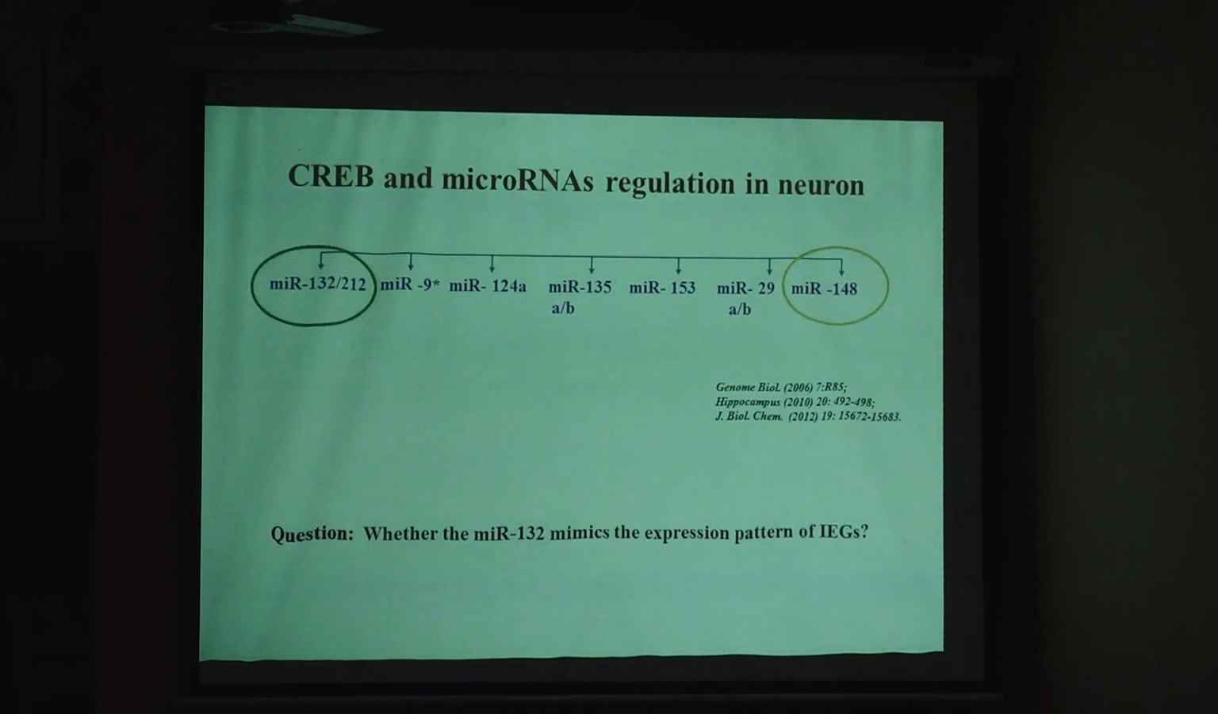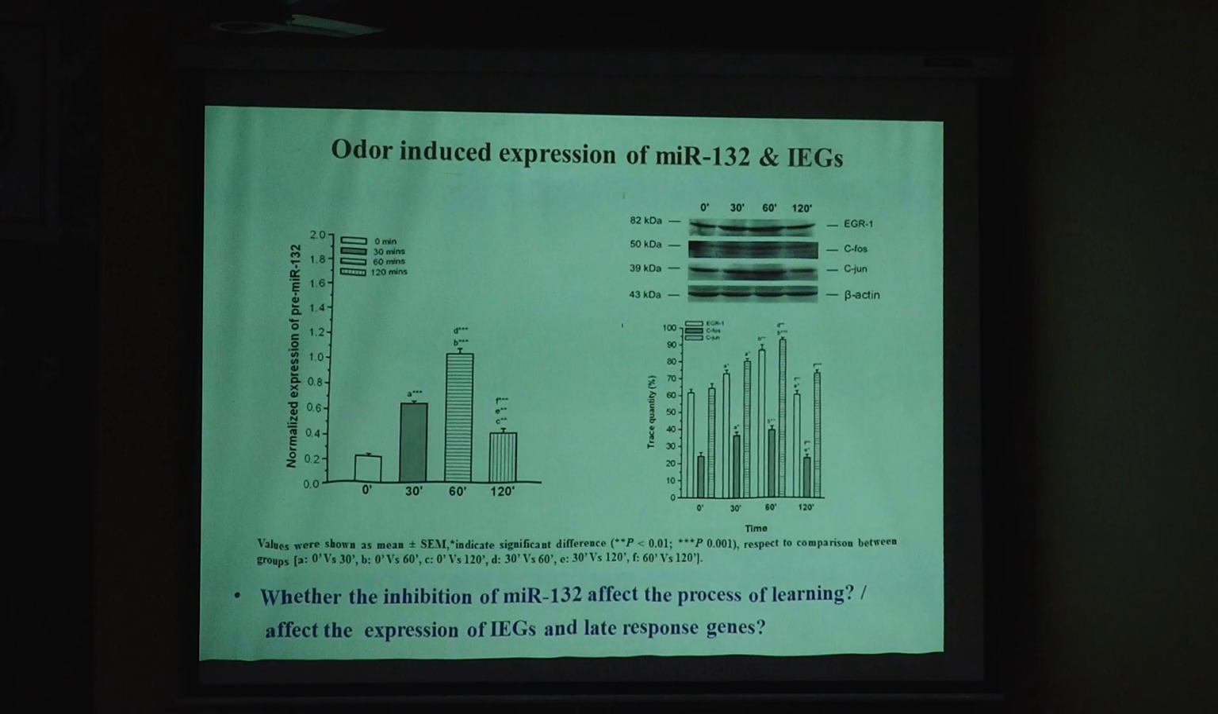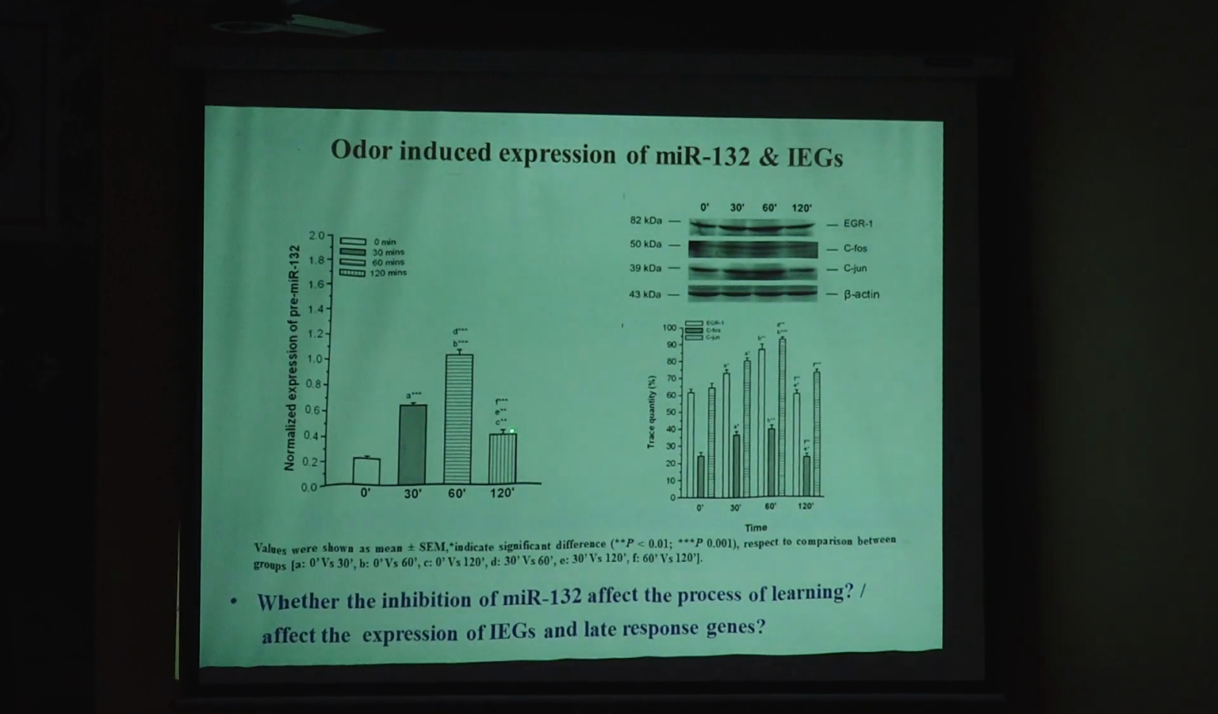So we want to see whether microRNA 132 or 212 have a very strong binding with CREB1, and mimic the expression pattern of IEGs. Because, like the IEGs, this is also regulated by CREB. We examine the expression of microRNA 132. The pattern was very similar. From 0 minutes to 30 minutes, 60 minutes, and then 120, it goes down.